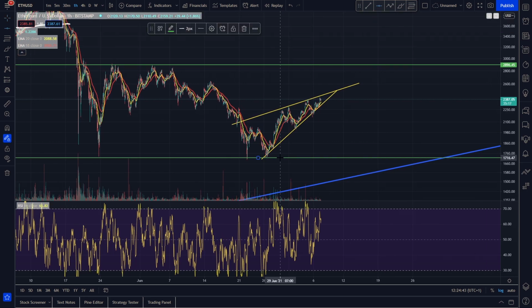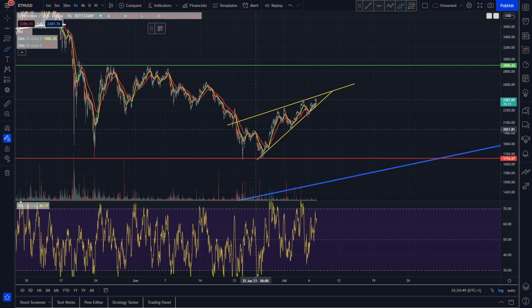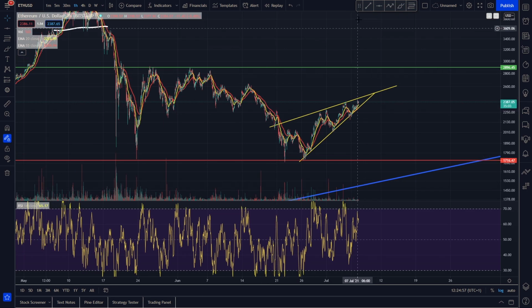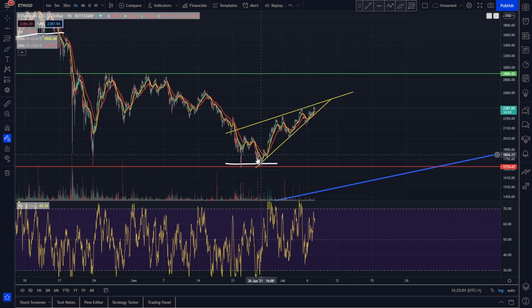But as you can see, let me just draw this support in again. As you can see, it does look as though we are forming a rising wedge for Ethereum right now. Obviously, this is a bearish indicator. And if we did break to the downside, the target would essentially be where we formed the wedge, which would be down here, back where we formed it around $1,700.